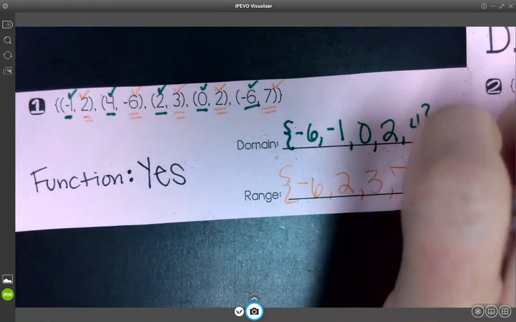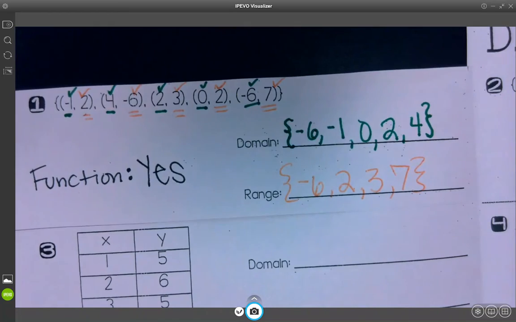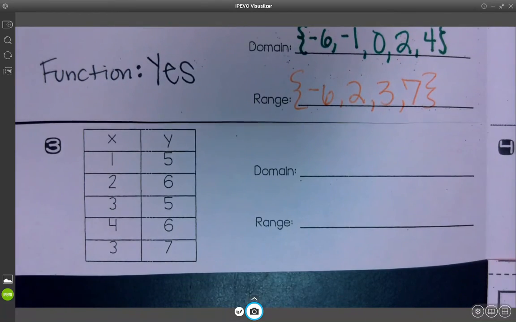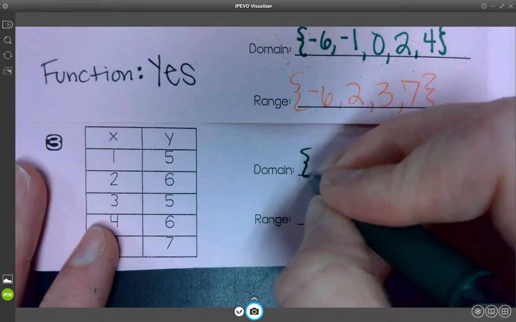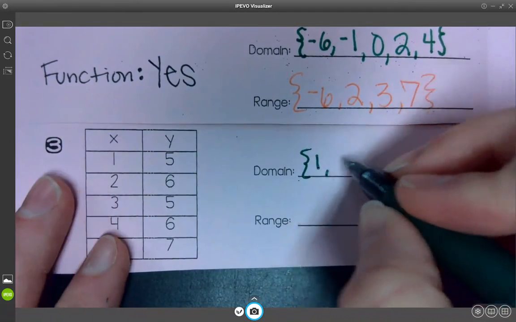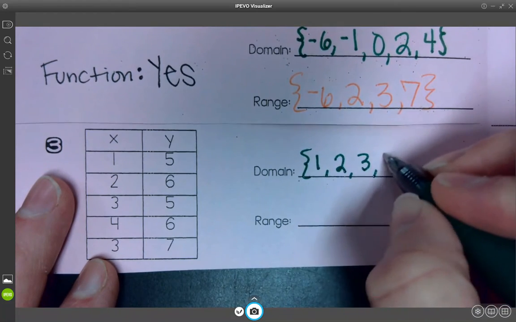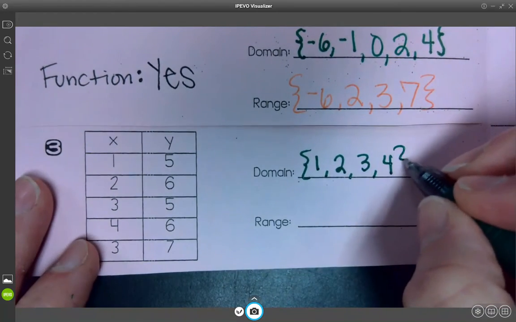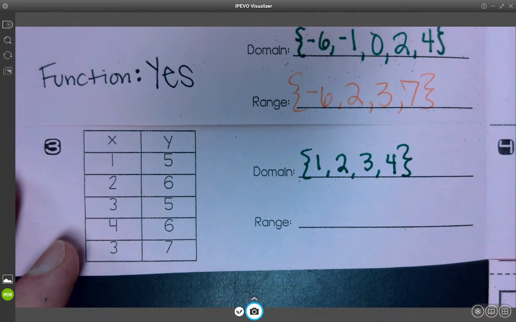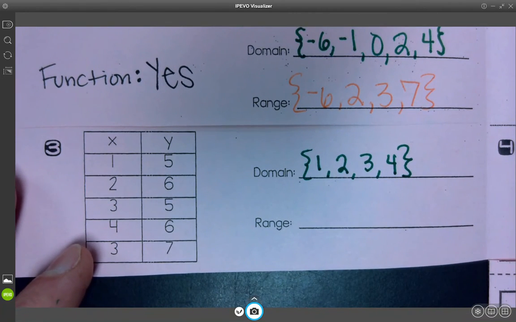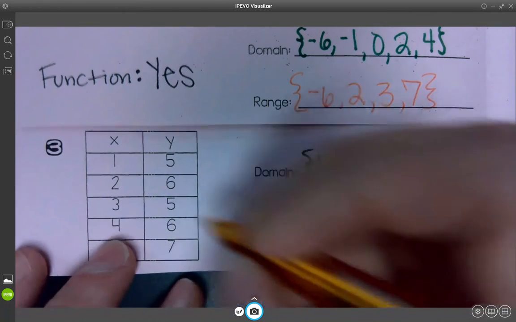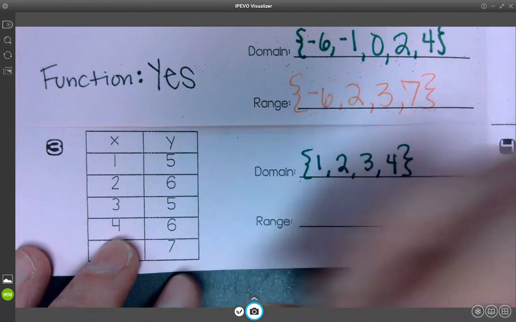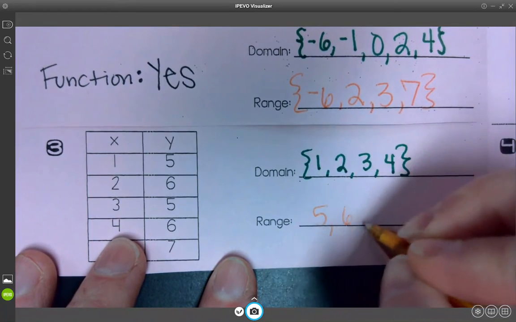All right, let's go to the table of values now. Remember, domain is all our x values. So we are going to just list out our x values. So 1, 2, 3, 4, and then there's another 3 there. Okay. So we're just listing them out, all the x's. And now the range, right, is the y values. 5, 6, 5, 6, 7. Just 5, 6, and 7.